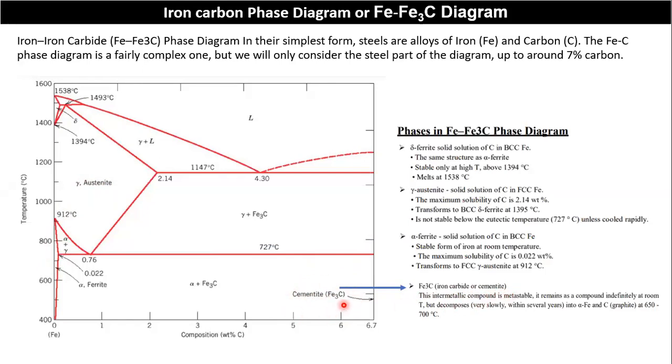This intermetallic compound is metastable. What happened here? Initially the alpha ferrite is very soft, in between region soft, and this region up to 4.3 percentage it is hard and more hardable. So this more hardable region is an intermetallic compound, is metastable. Why metastable? If you change the temperature, the hardness loss is possible. It remains as a compound indefinitely at room temperature.